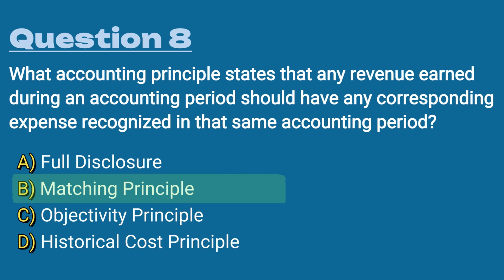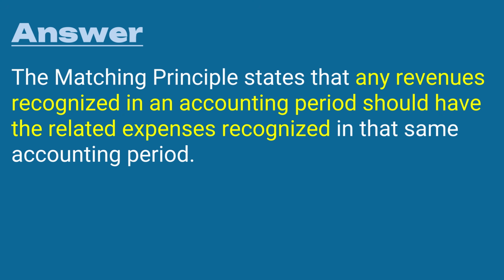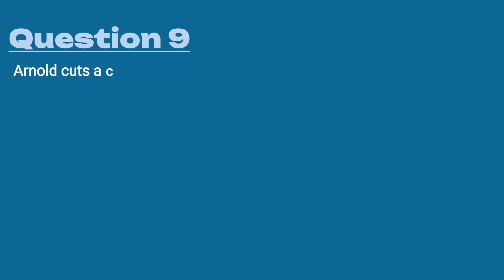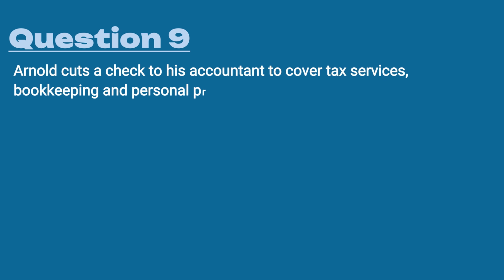The answer is B. It's the matching principle. The matching principle states that any revenues recognized in an accounting period should have the related expenses recognized in that same accounting period. Arnold cuts a check to his accountant to cover tax services, bookkeeping, and personal property tax returns.